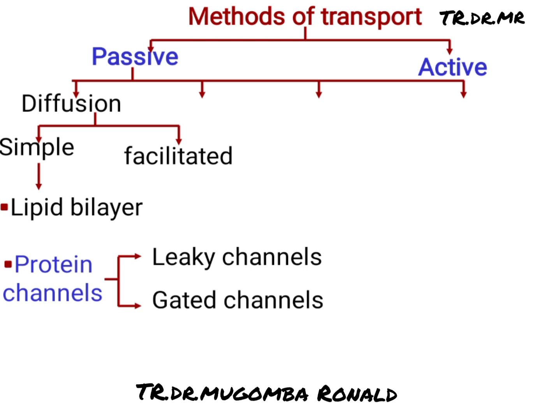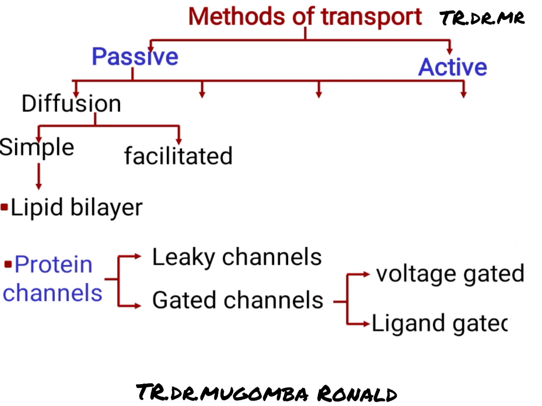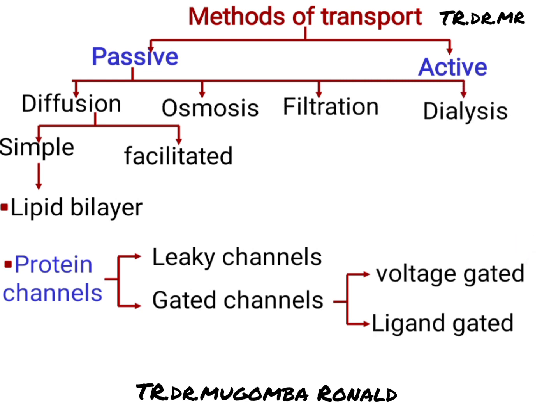Qualities of those materials that cross the membrane with ease: they're usually very small in size, and they're usually non-polar, because the cell membrane is non-polar as well. And then we have facilitated diffusion, we have osmosis, and we have filtration.